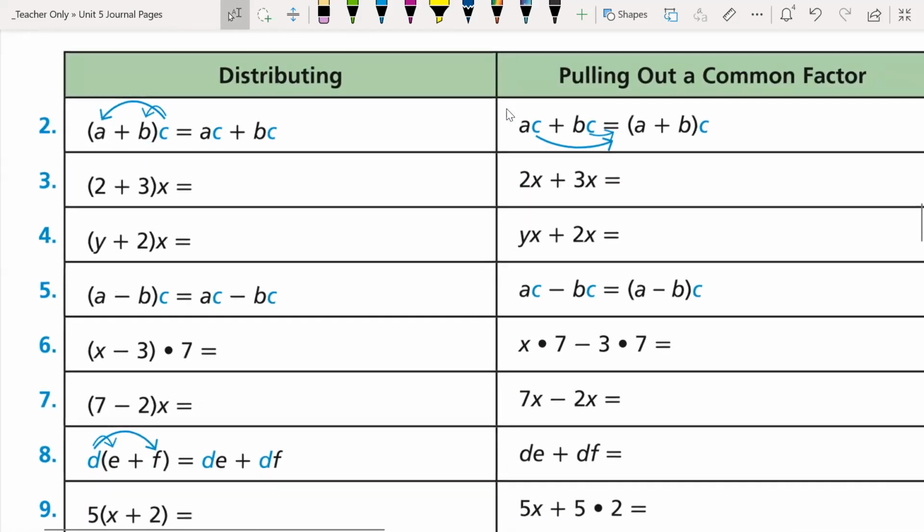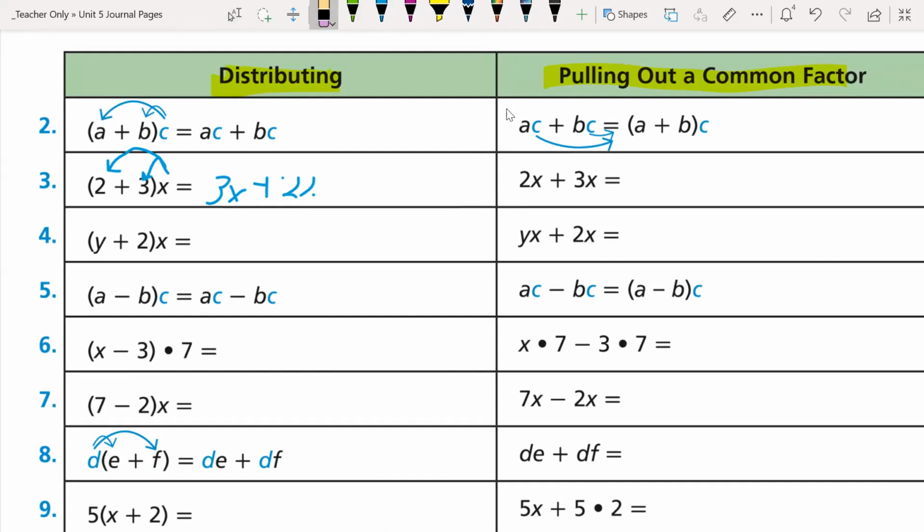So on the left side over here, we have distribution. On the right side, we're pulling out, right? We're pulling numbers out. So I'm going to continue with the blue pen. So x is actually being distributed to both the 3 and the 2. So now we have 3x plus 2x.